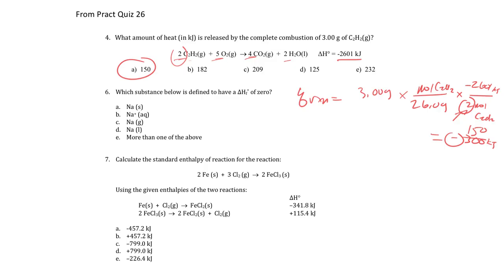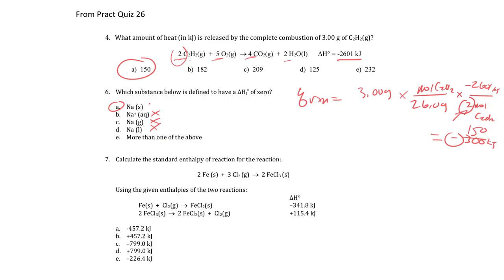Which substance is defined to have a delta HF of 0 for sodium? And sodium's a metal, it's solid, so it's a sodium solid. Not the AQ, not the gas, not the liquid. Those would all have an enthalpy associated with their formations. It's only the elemental form, the most stable form of sodium, the form that exists at room temperature.